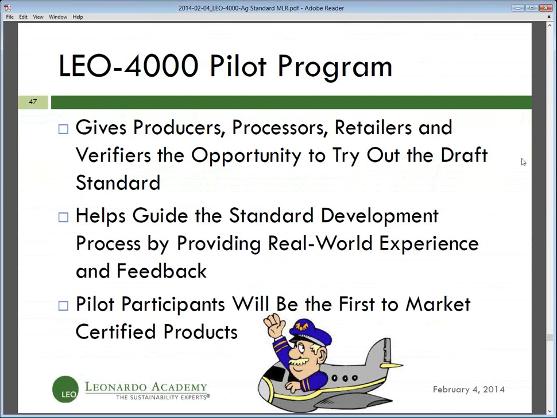The pilot program gives producers, processors, retailers, and verifiers the opportunity to try out the draft standard. It will help guide the standard development process by providing real-world experience and feedback. This will be used in the next round of improvements after the standard is approved. Pilot participants will be the first to market with certified products under the Leo 4000 standard.